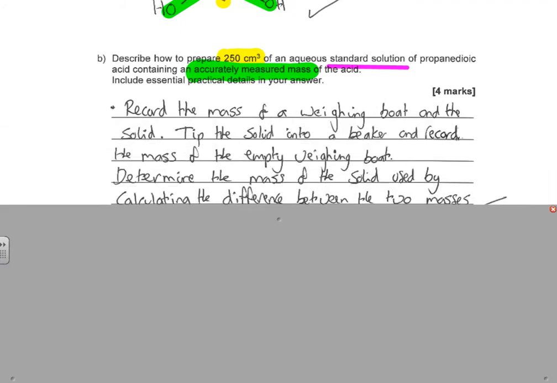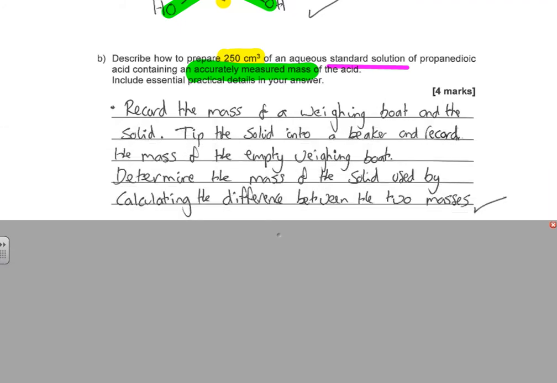So the first mark, and it's quite a lengthy process to get the first mark, would be to describe how we're going to get this accurately measured mass. The best suggestion we have is that you would record the mass of a weighing boat and a solid. You'd tip the solid then into a beaker and record the mass of the empty weighing boat. The difference between those two masses would be the mass of the solid that's ended up in the beaker, and that's what we refer to as weighing by difference.